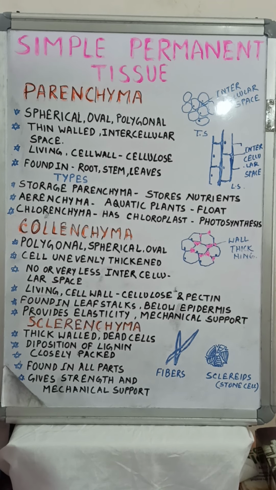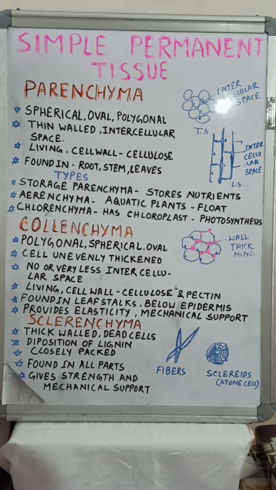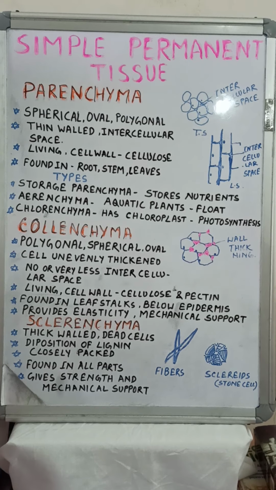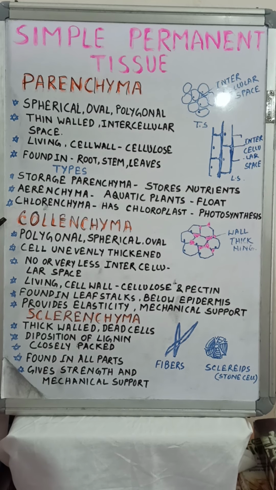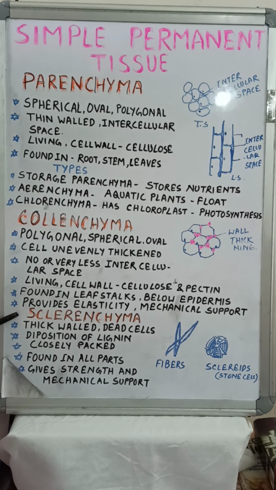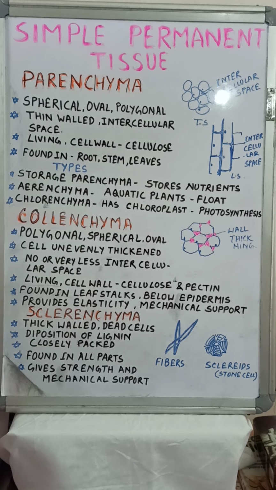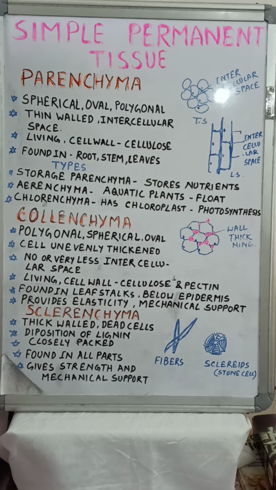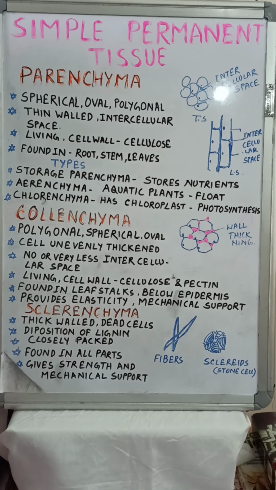function. Now, these simple permanent tissue are again further grouped into three categories. They are parenchyma, collenchyma and sclerenchyma. Let us now talk about the parenchyma.